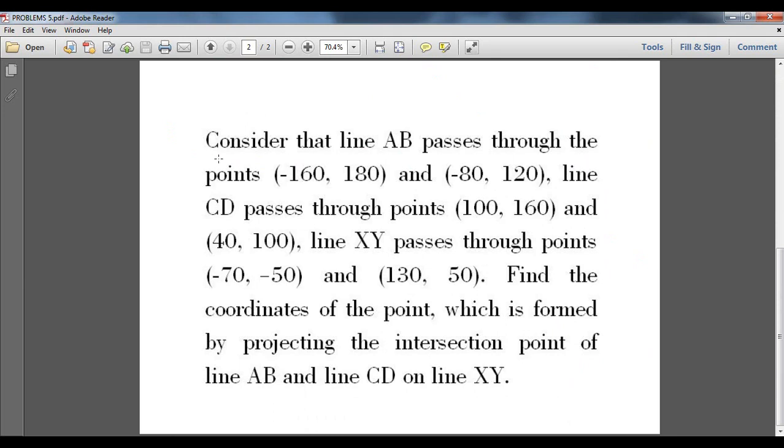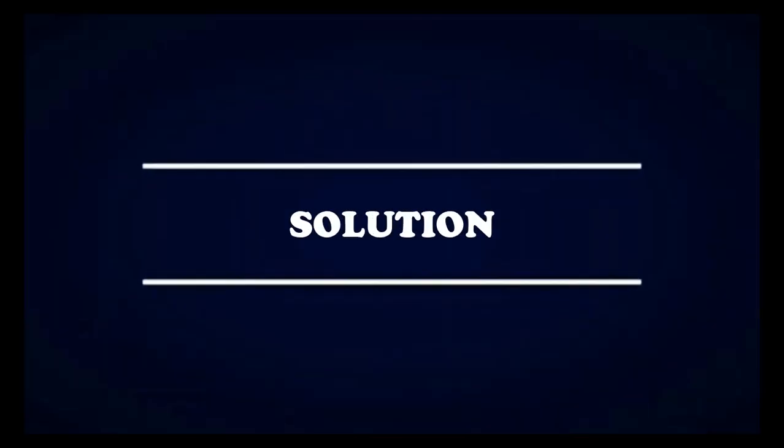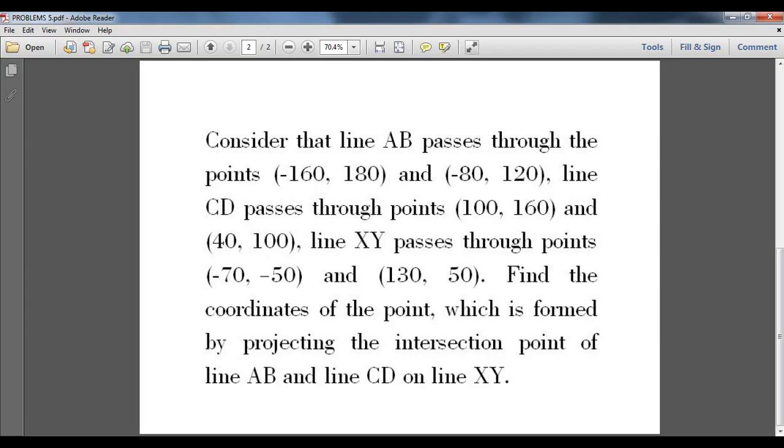So this is a different kind of a problem. So read it carefully and solve it in the Sketcher interface. So you must have understood that there are actually 3 lines, that is line AB, line CD and line XY. So our main question is to find the coordinates of the point which is formed by projecting the intersection point of line AB and line CD on line XY.